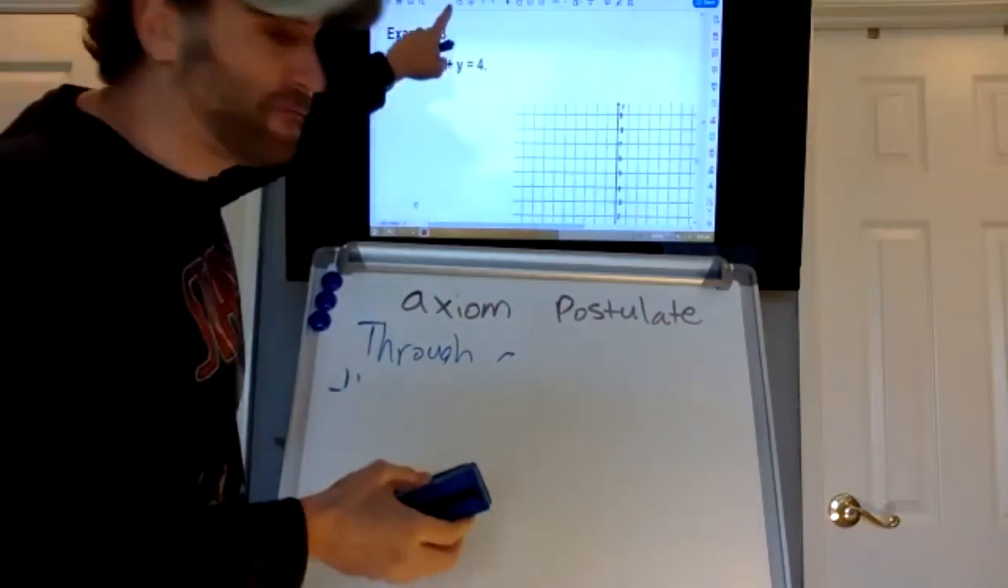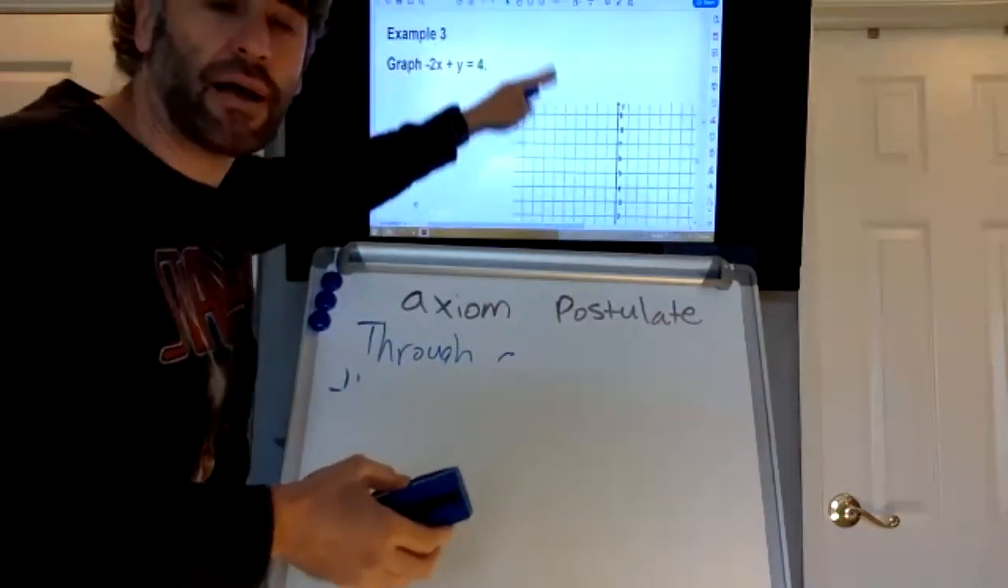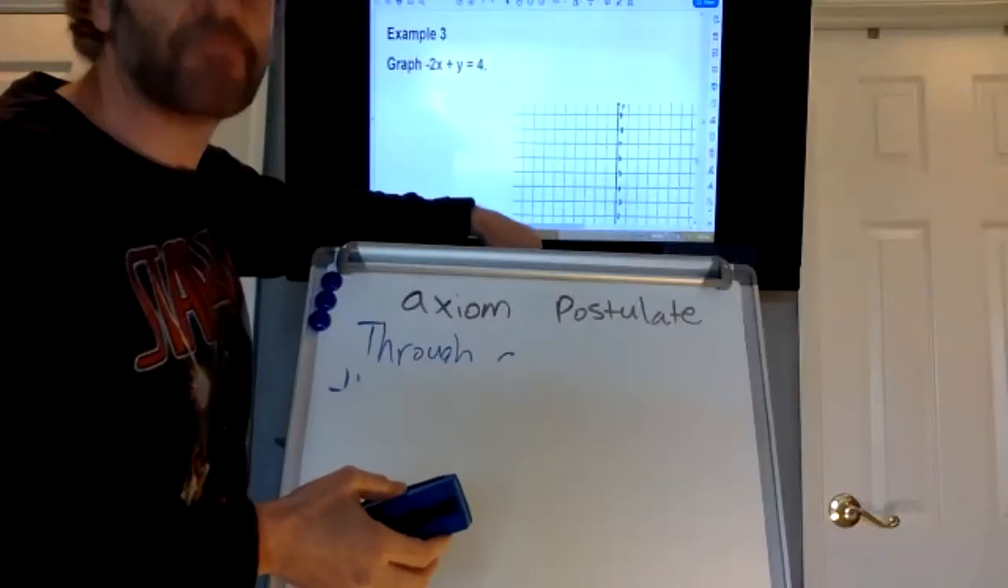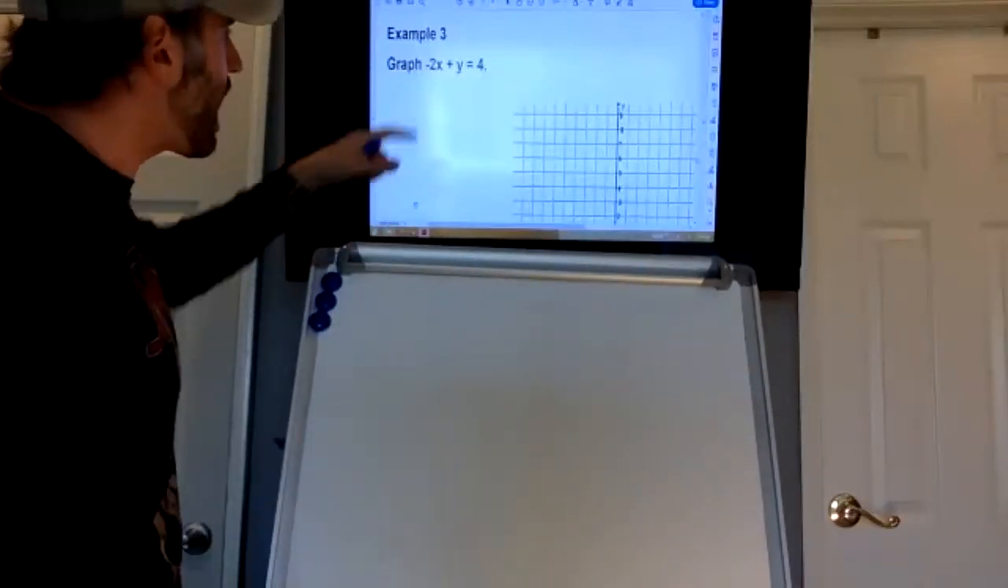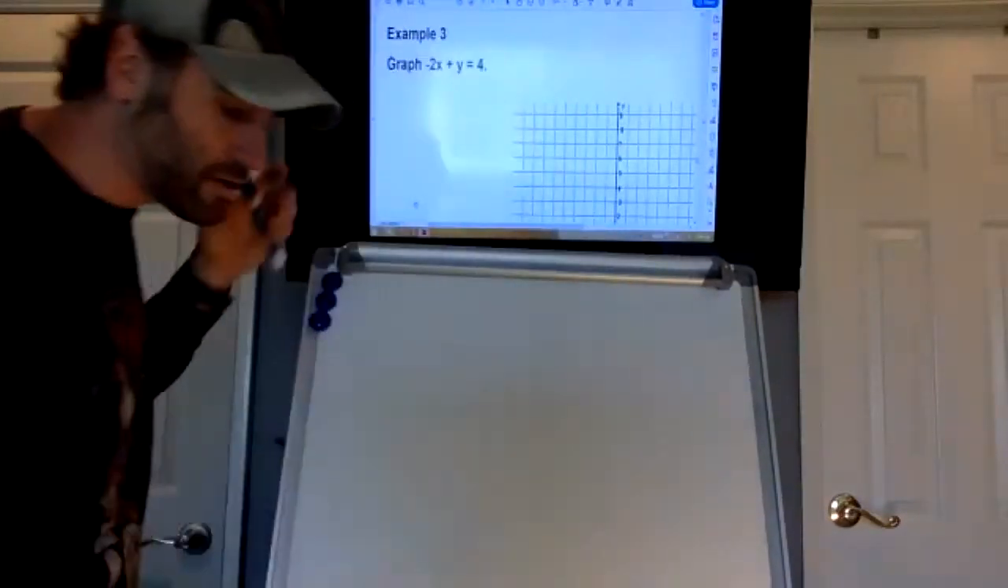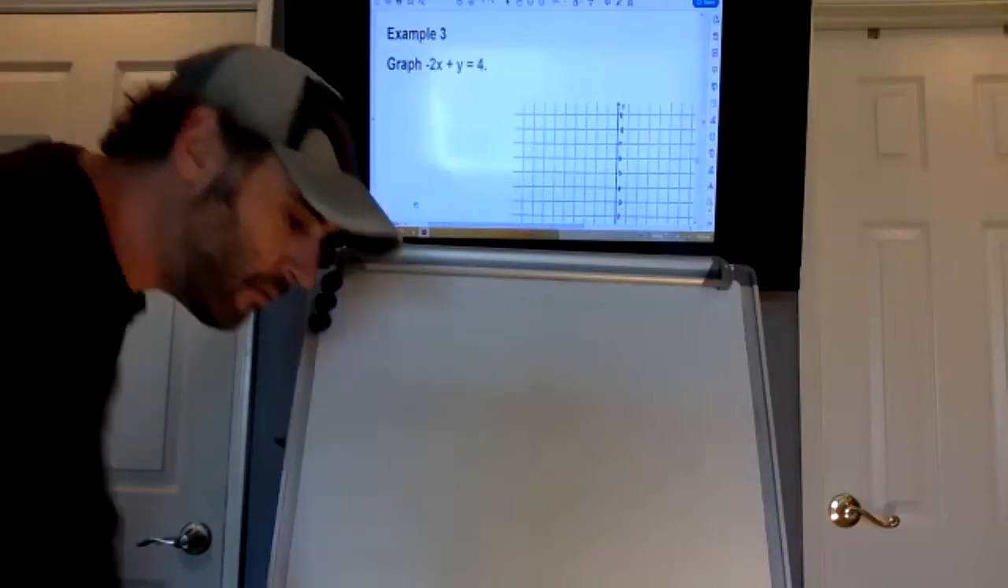Of course, you can make a full XY table of a whole bunch of solutions, but that's more than you need. You don't need to do that. So go ahead and see if you can graph this just using the x and y intercepts. Give it a shot. Go. Take 1 minute.